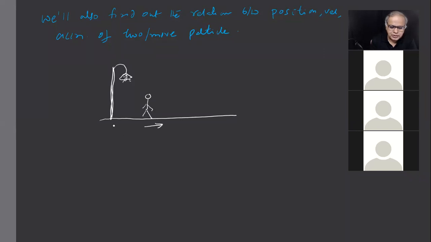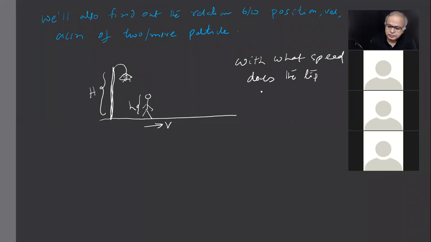He's walking like this. If he's walking with a speed v, for example, the heights of the things are given here. This is height h, his height is h. With what speed does the tip of his shadow move? This is what you mean by connecting the velocities of different particles. Look, I'm saying particle, but we are dealing with the person.